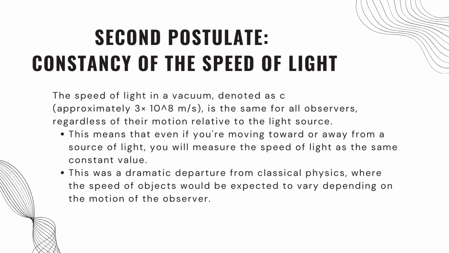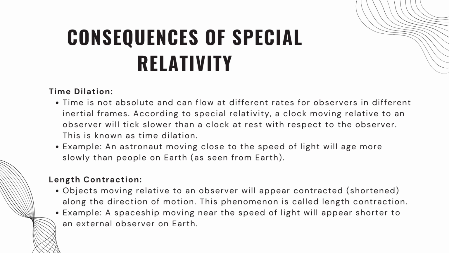This was a dramatic departure from classical physics, where the speed of objects would be expected to vary depending on the motion of the observer. Consequences of special relativity. These two postulates lead to several counterintuitive and groundbreaking conclusions about the nature of space and time. Time dilation. Time is not absolute and can flow at different rates for observers in different inertial frames.